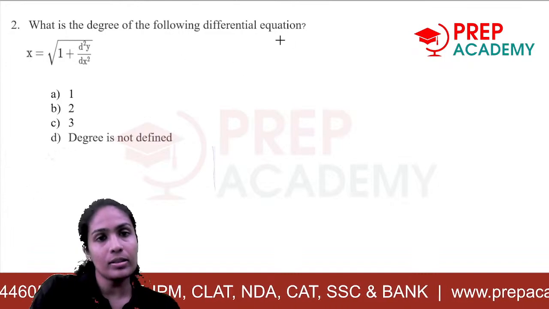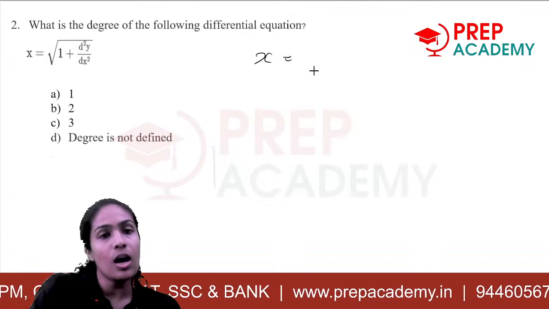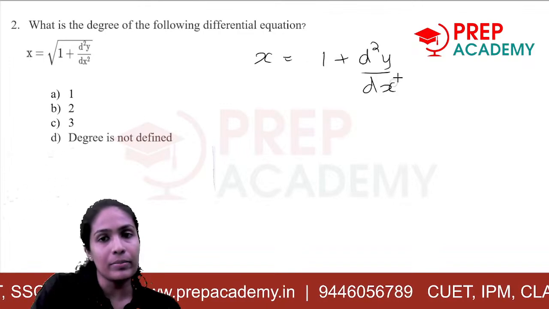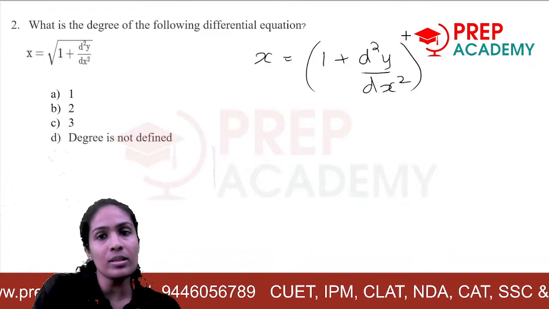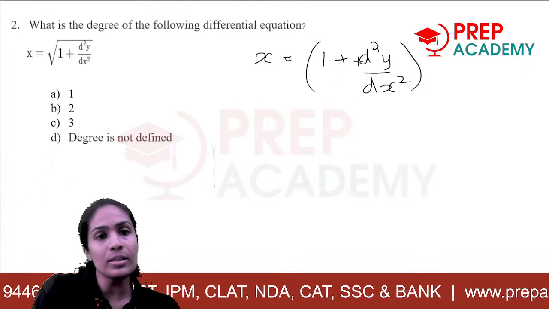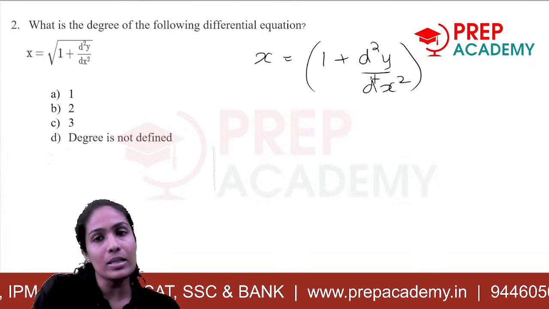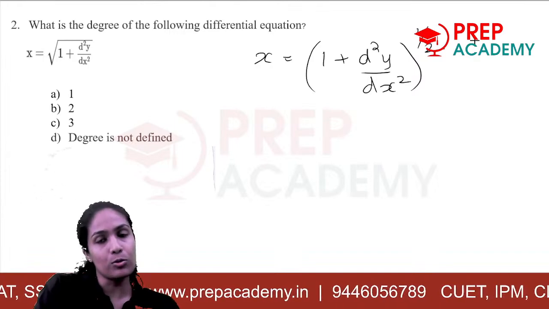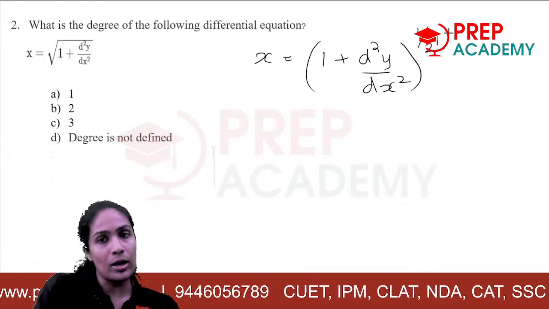Before finding the degree, the equation is not in the standard form because of the root of 1 plus d square y by dx square. A root of a number can be written as the number raised to 1 by 2. So here in place of the number you have 1 plus d square y by dx square. So x is equal to 1 plus d square y by dx square, the whole raised to 1 by 2. The root is written as 1 by 2.